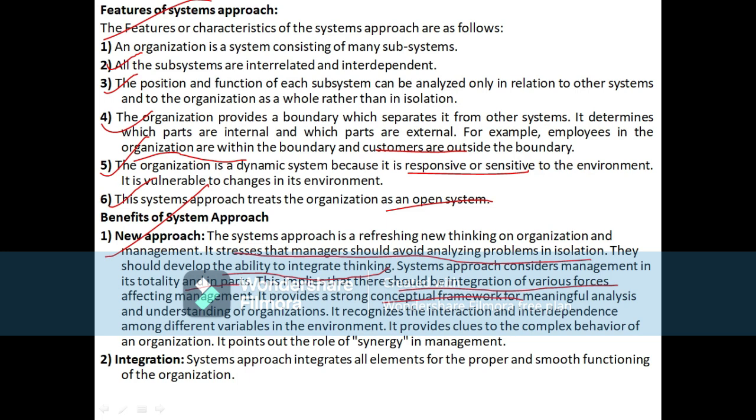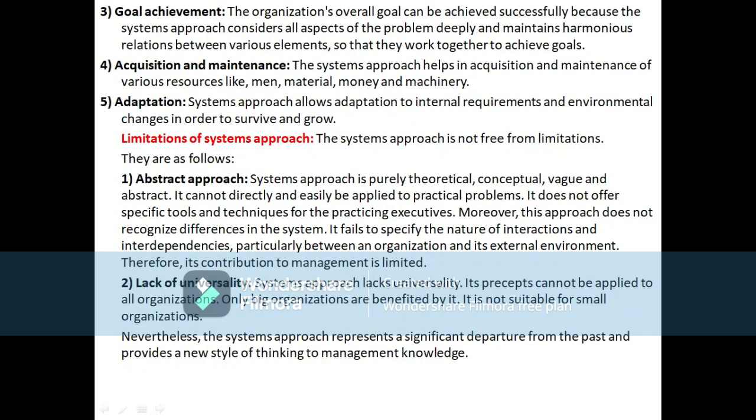So we can say that this new approach is synergy. It means many people like subject experts or any other persons forming a group of 5 to 6 members, try to analyze the problem and find a solution for that problem, which is nothing but synergy. And if you see another benefit, which is nothing but integration. Integration is the combination. So the systems approach integrates all elements for proper and smooth functioning of the organization.